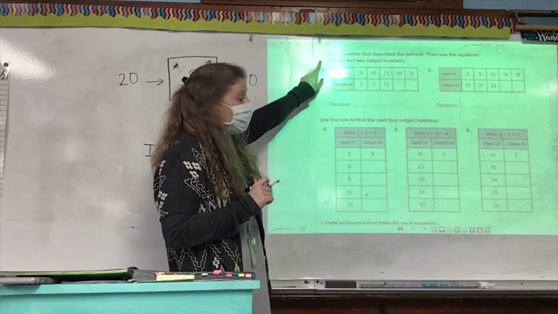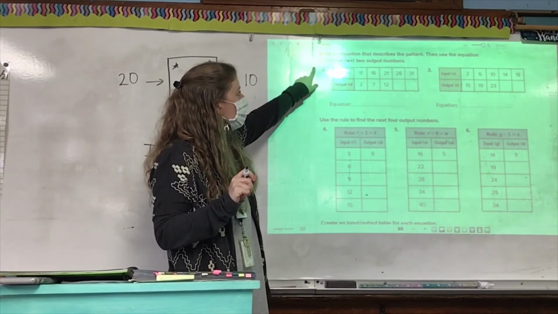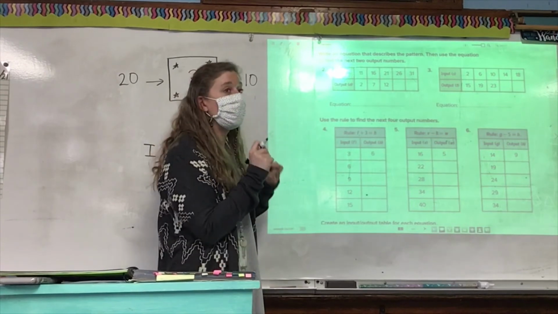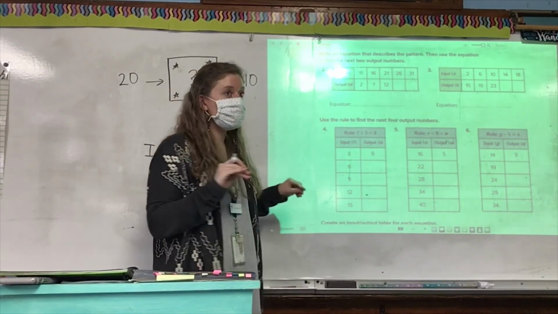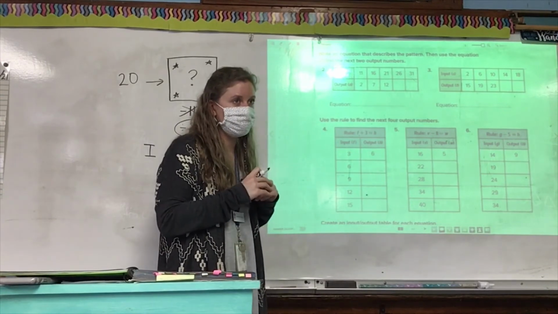So, number 2 says, if you're ready, just keep going. Write an equation that describes the pattern. Then use the equation to find the next two output numbers. So Lena, let's use our formula to write what we can of the equation. What do we know is going to go first?